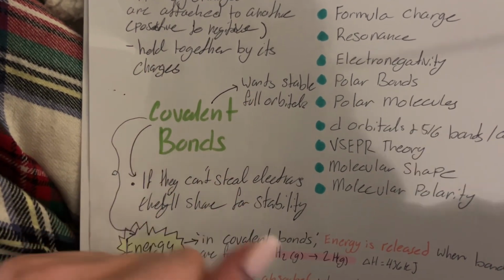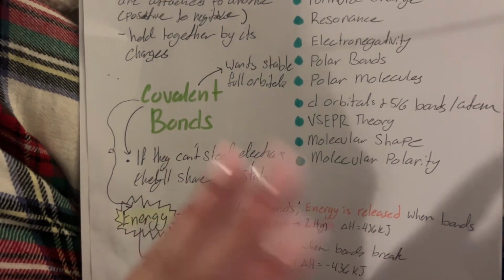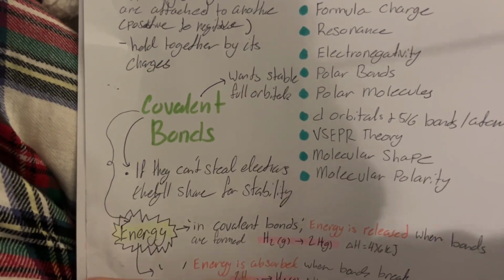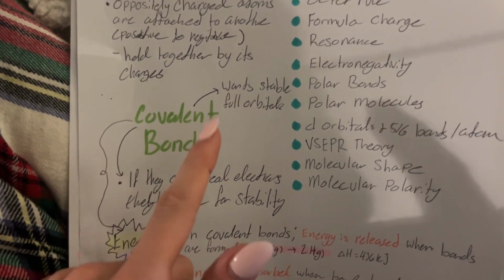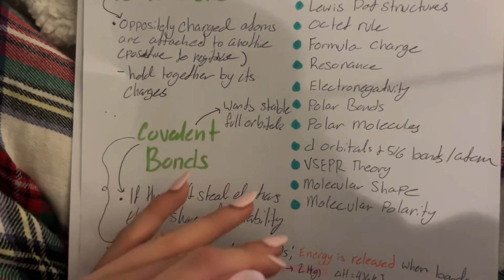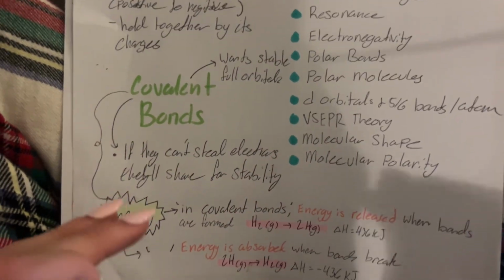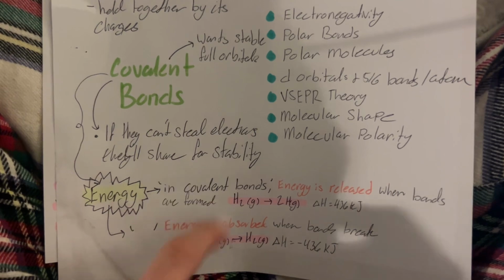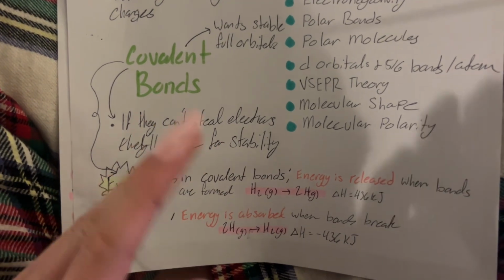All right, covalent bonds. This is what we work with throughout the rest of the chapters, because those are the bonds that we're working with. Covalent bonds want stable full orbitals, just like ionic bonds, but we don't really look at ionic bonds. If they can't steal electrons, then they share them for stability. That's what covalent bonds do.